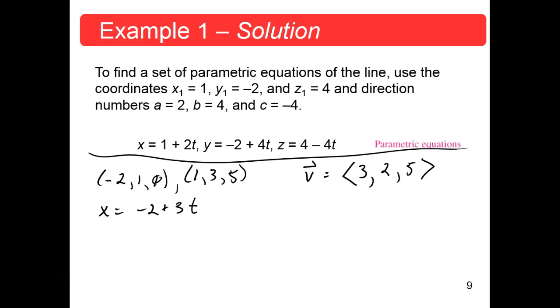Because remember, it was 1 minus minus 2. That gave us a 3. Yeah, that's the 3. So the direction number, a would be 3t, b, y would be 2t, and c, z would be 5t.